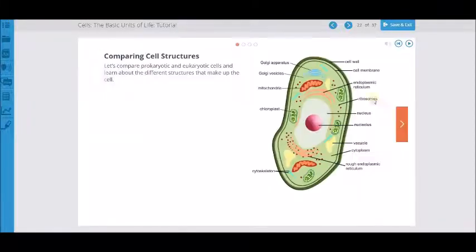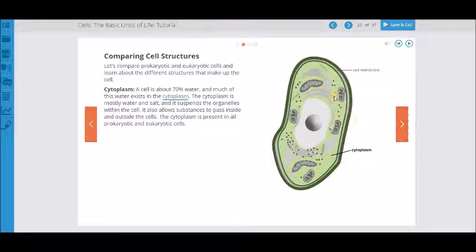So let's take a look at them. So here, this list is all of the organelles that we're going to be talking about in the eukaryotic cell. This is really a plant cell. You can tell because it has a cell wall. It also has chloroplasts. We'll talk about those shortly. Animal cells do not have cell walls or chloroplasts. Okay, so let's just jump into it.